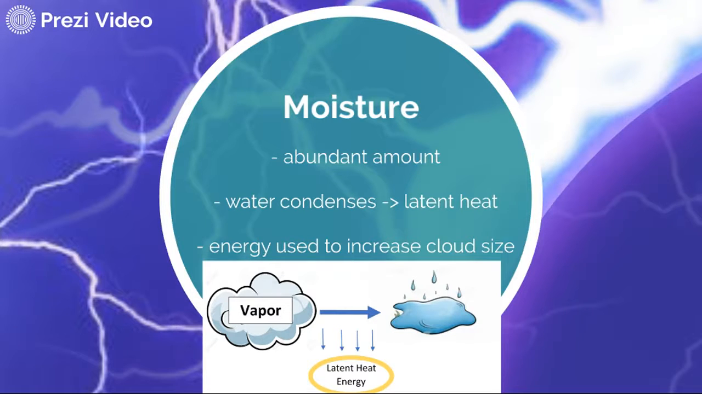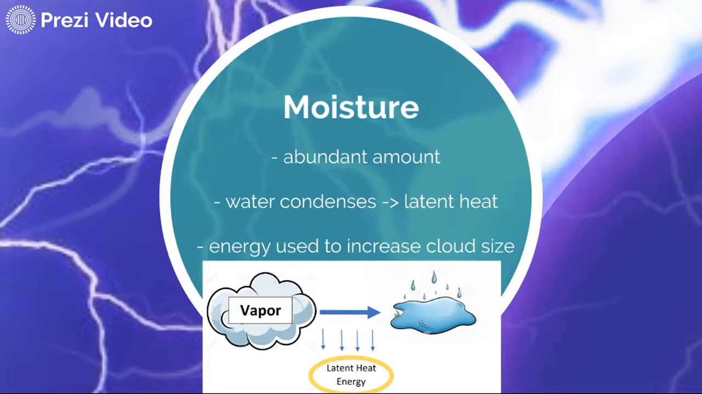So as water condenses, it produces that latent heat. So as it goes from a gaseous state to a liquid state, latent heat, that energy is released. And because of that, it makes this air mass even hotter, making it more likely to rise to create a bigger cloud, right? If it's hotter, then it's going to take longer for that air mass to become the same temperature as the surrounding air.